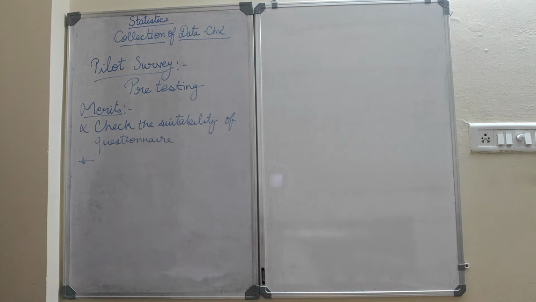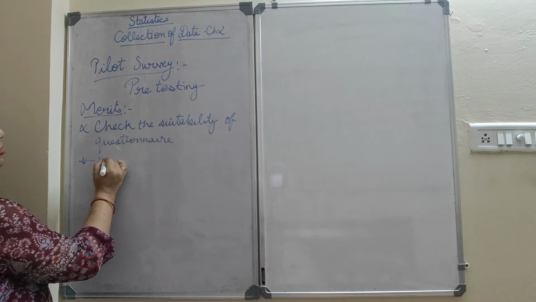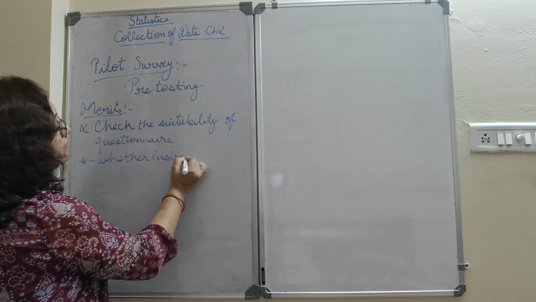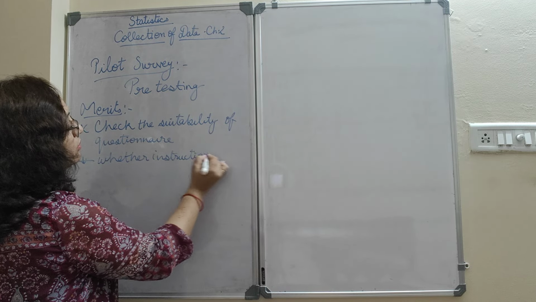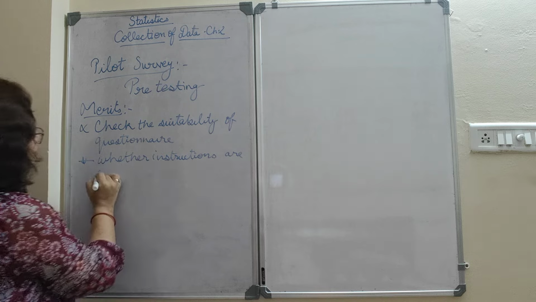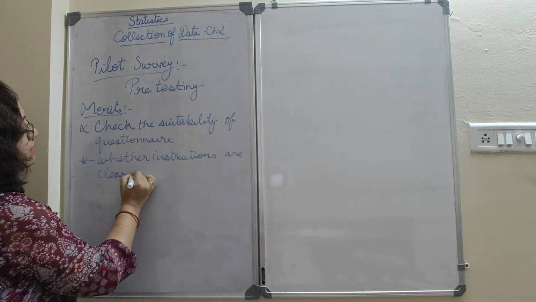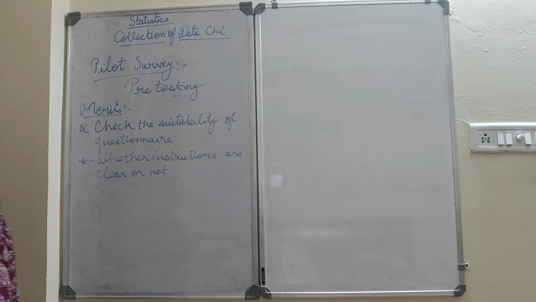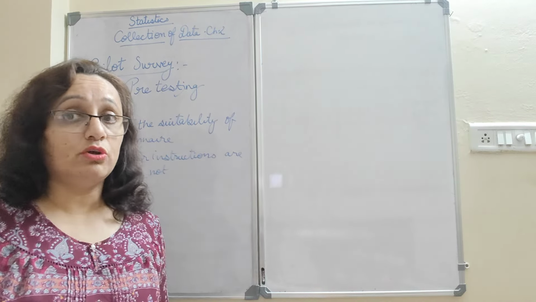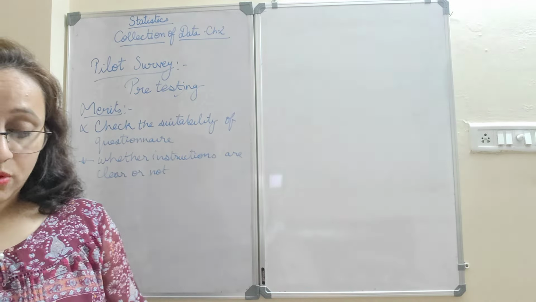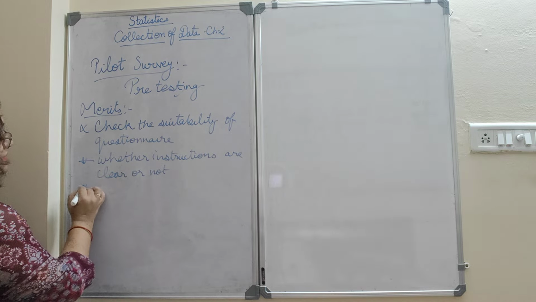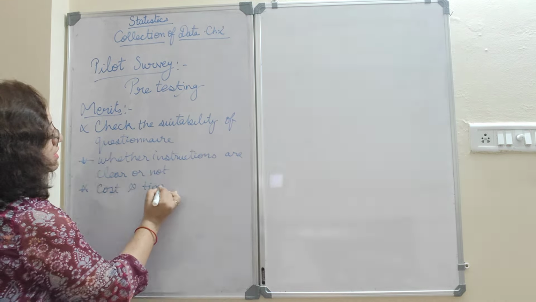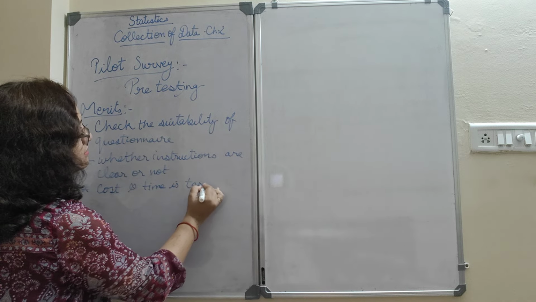Then we also check whether the instructions are clear or not. While testing, if you notice that people are not able to understand the questions, it means there is something wrong with the questionnaire. We can also test cost and time. So cost and time are tested, right?